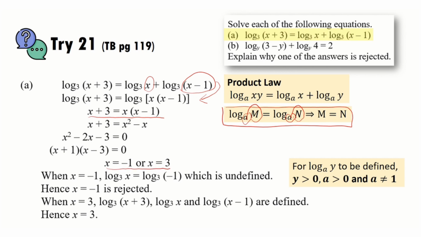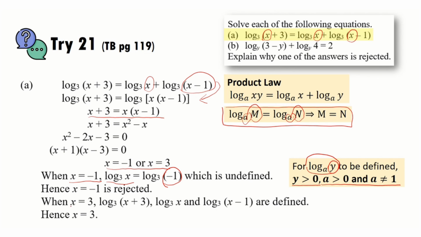Just like what we saw in Try 20, we need to be constantly reminded about the definition of a logarithm, whereby a can only be more than 0 and not equal to 1, and y must be more than 0. So going back to the question, we see that x appears here at the top, where y typically is in this definition. So, because y must be more than 0, looking at when x is equal to negative 1, we will find that the value of log x base 3 will be undefined because the negative 1 will appear here. Hence, x equals negative 1 is rejected.